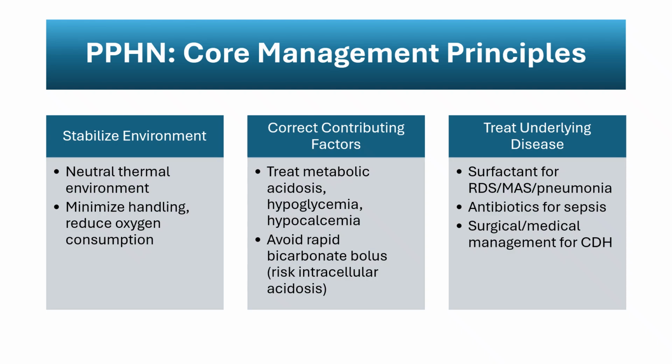Treatment of the underlying disease is critical. Surfactant may be administered for parenchymal lung disease such as respiratory distress syndrome, meconium aspiration, or pneumonia. Infection is treated promptly with empiric antibiotics while awaiting culture results. For structural causes like congenital diaphragmatic hernia, medical or surgical interventions may be required. These principles aim to optimize oxygenation, reduce pulmonary vascular resistance, and provide a stable physiologic platform for more targeted therapies, such as inhaled nitric oxide or pharmacologic vasodilators.